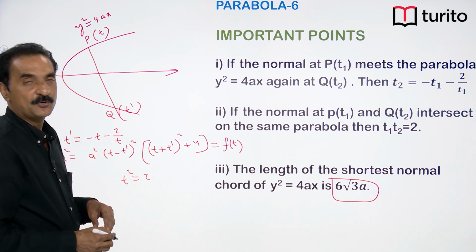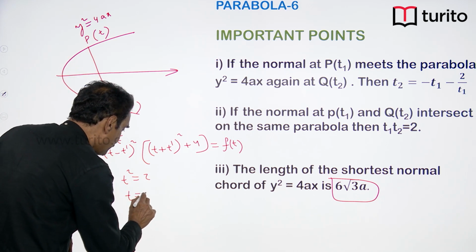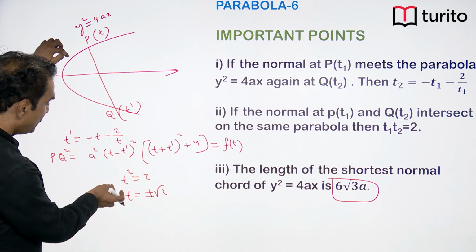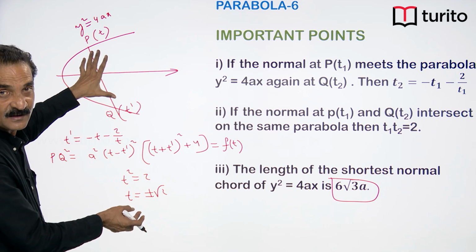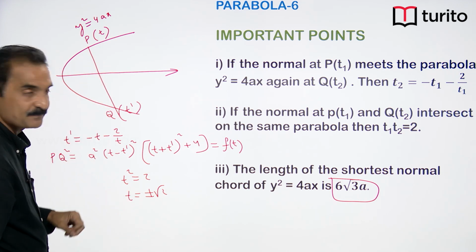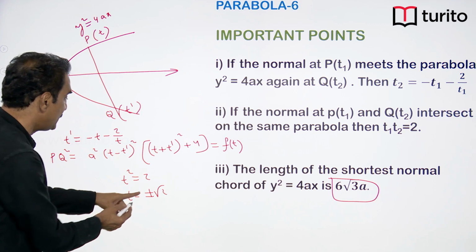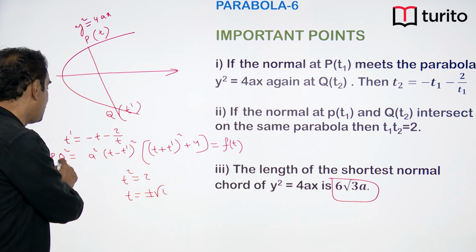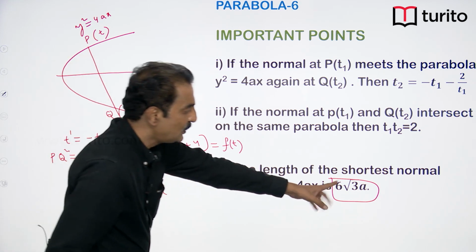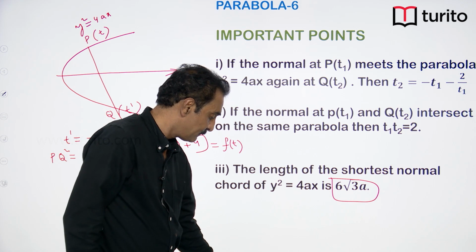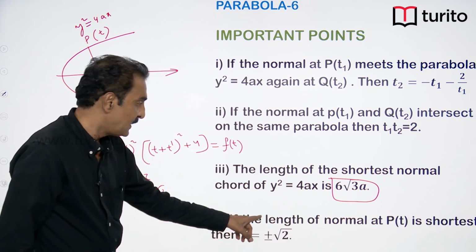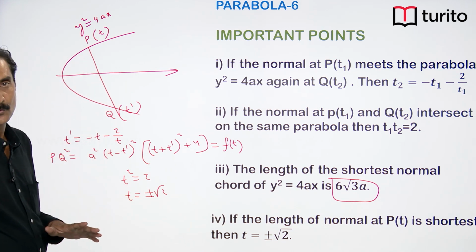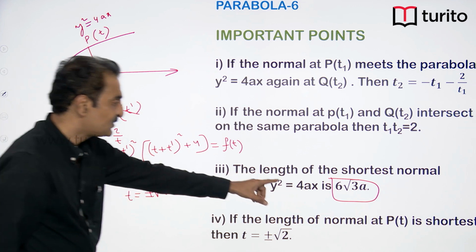You will get t square is equal to 2, so t is equal to plus or minus root 2. That means the normal chord will have least length at 2 points. If you substitute t is equal to plus or minus root 2 in the function f of t, you will get PQ square. Then if you calculate PQ, you will get 6 root 3 into a. If the length of the normal at P of t is shortest, then t is equal to plus or minus root 2. Okay. So, remember these two results.